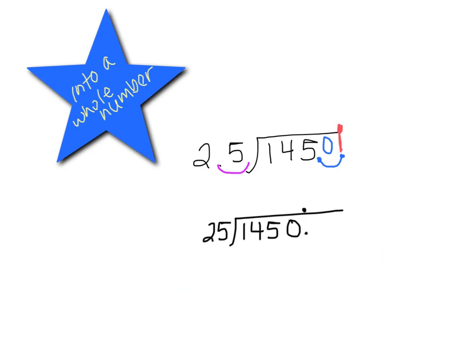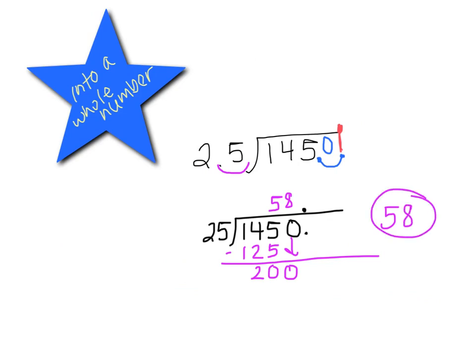Okay, 25 into 14 we can't do. 25 into 145 goes 5 times. 25 times 5 is 125. Do our subtraction here and get 20. We'll bring down our 0 to make it 200, and 25 into 200 is 8. So our answer for this problem is 58.